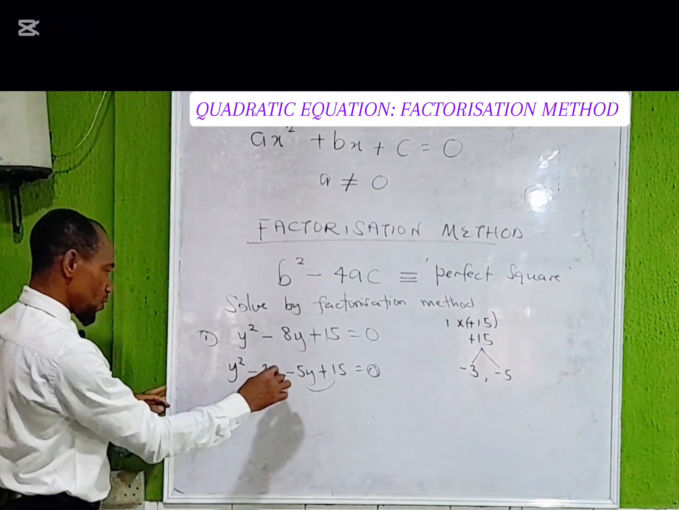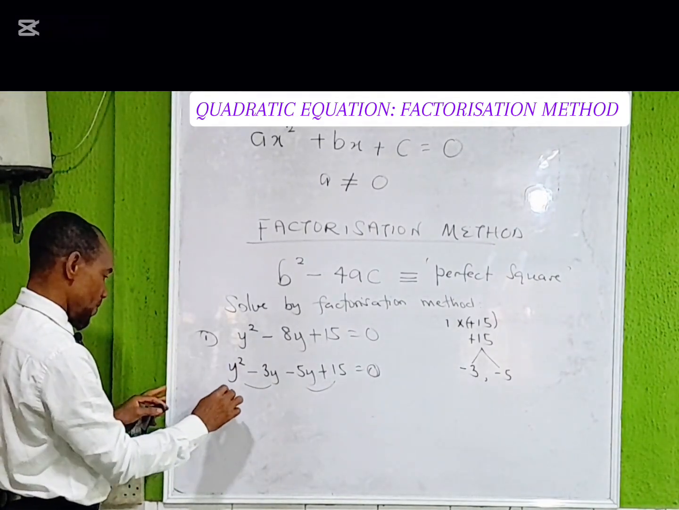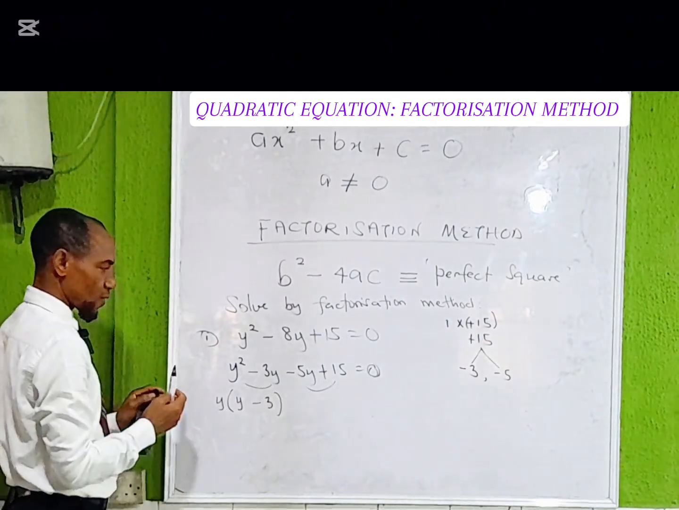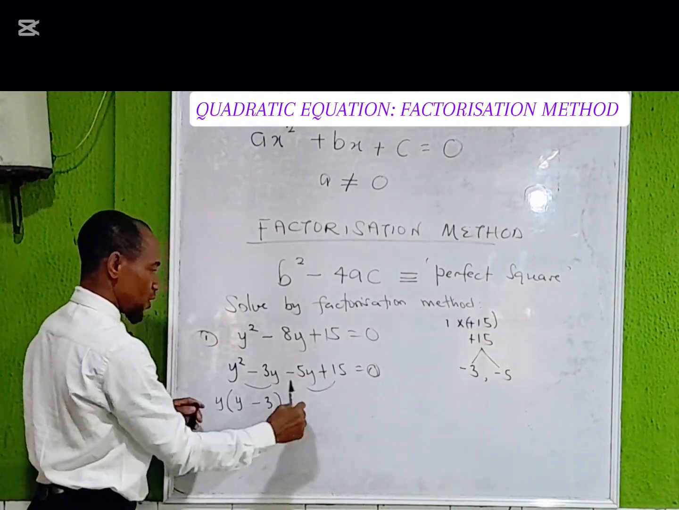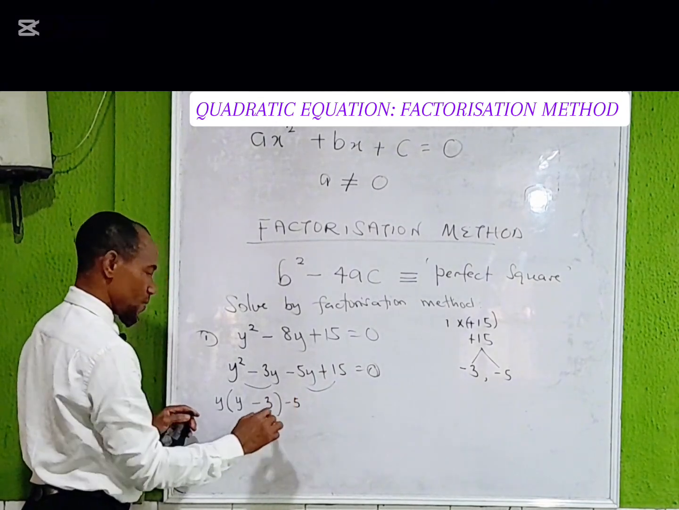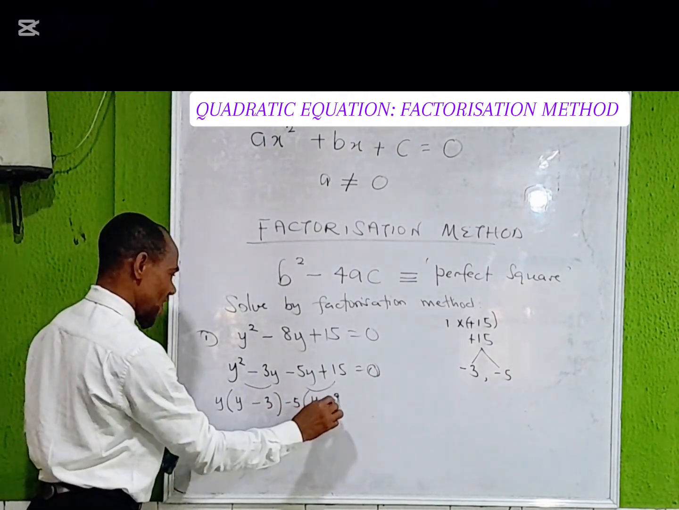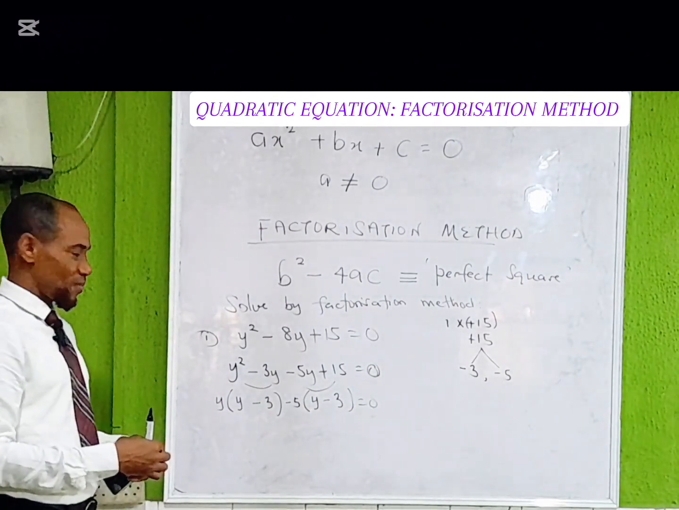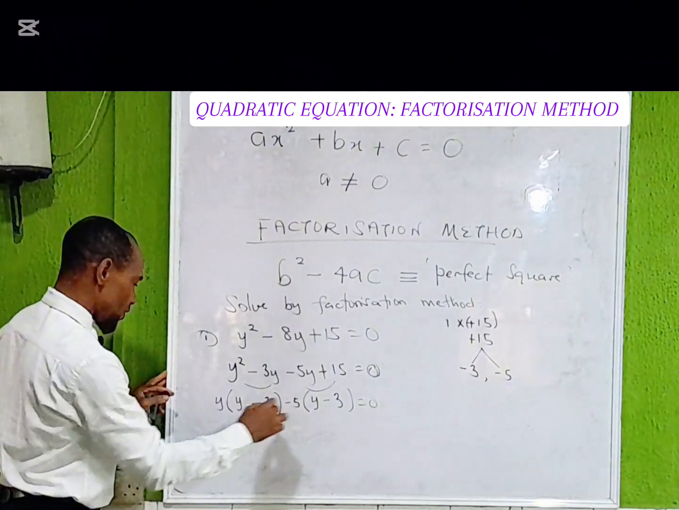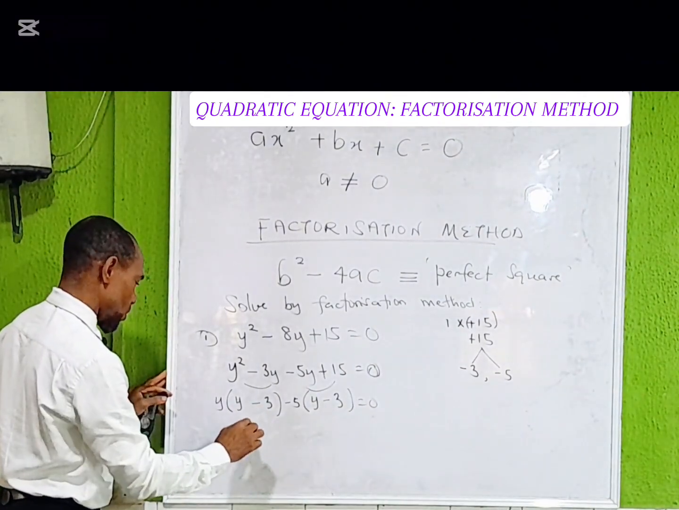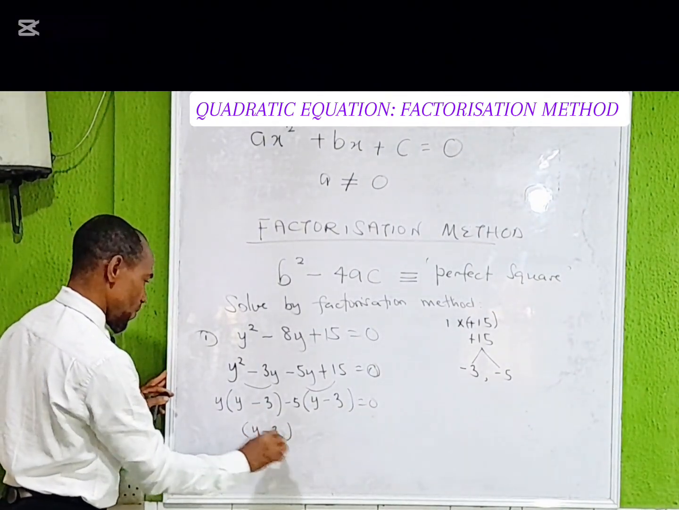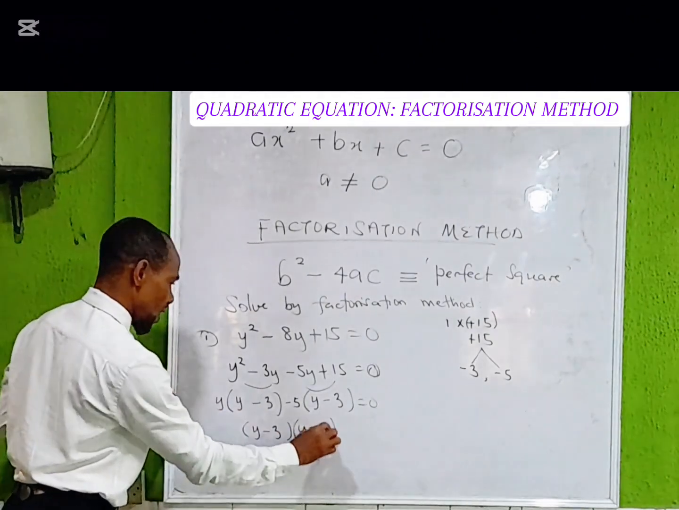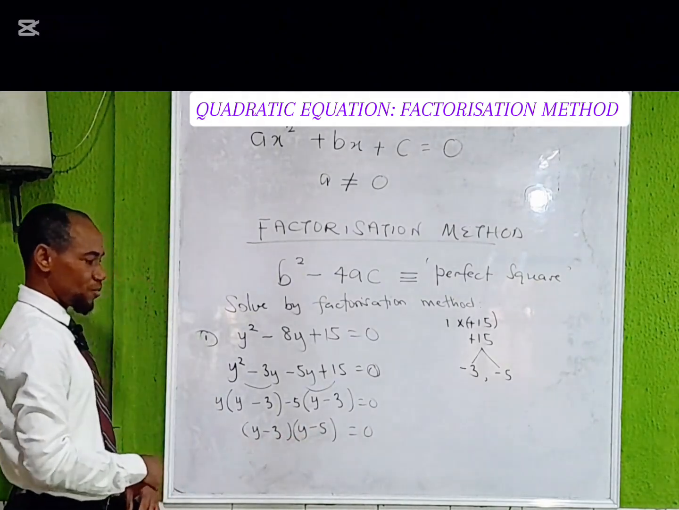So for y squared minus 3y, the common value there is y. Then I'm going to have here y minus 3. I'm done with this part. Then for this minus 5y and plus 15, the common term there is minus 5. Then necessarily, I am going to have the same content in the two brackets. So at this level, the common term to these two is still y minus 3. Then what's left outside the bracket are y and then minus 5, equals 0.